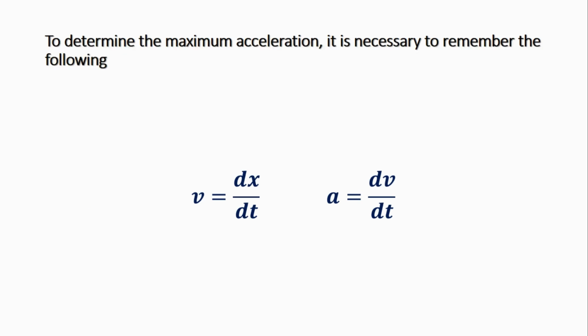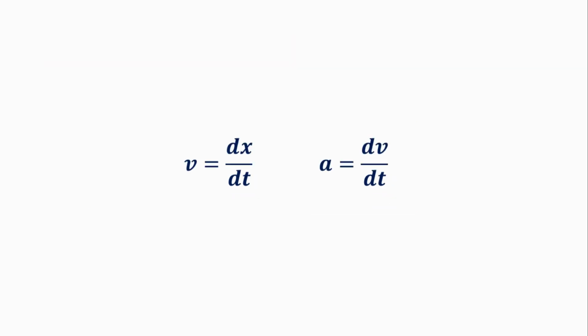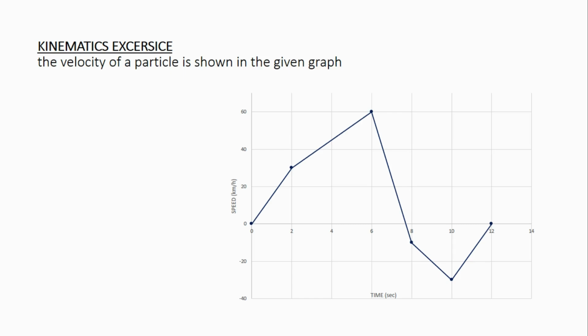To do this, we must recall the differential form of the equation for acceleration, which is the derivative of velocity with respect to time. To complete part A, let's return to the velocity graph. Note that, since the sections are linear, it might be simpler to use a trigonometric and algebraic approach.